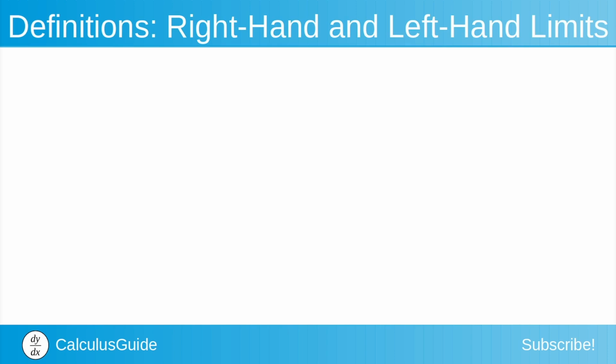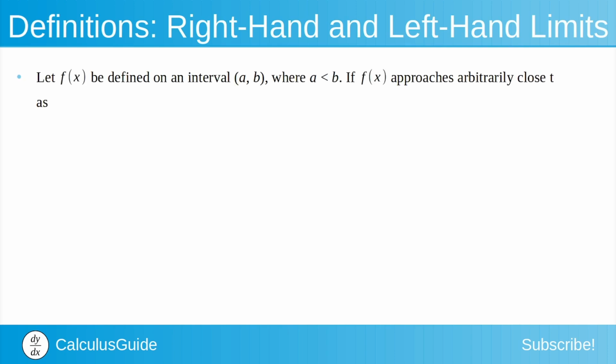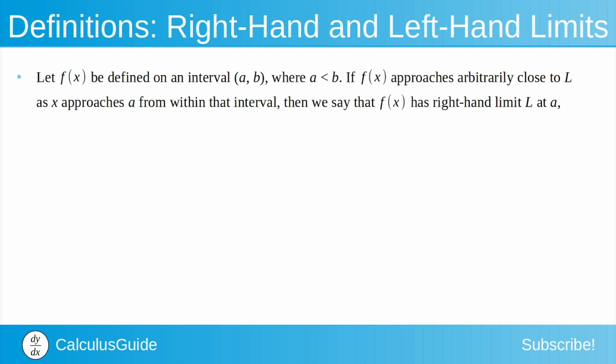We can define right-hand limits as follows. Let f of x be defined on an open interval from a to b, where a is less than b. If f of x approaches arbitrarily close to L as x approaches a from within that interval, then we say that f of x has right-hand limit L at a. We write that f of x has right-hand limit L at a in the following way.